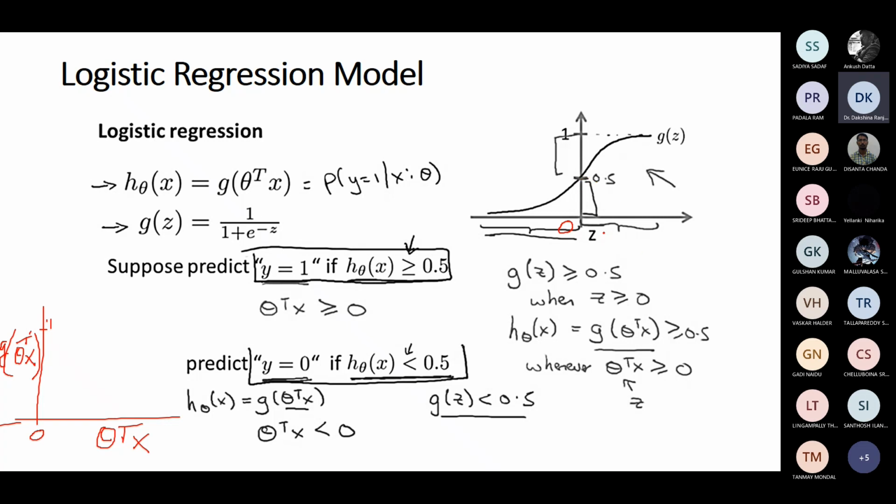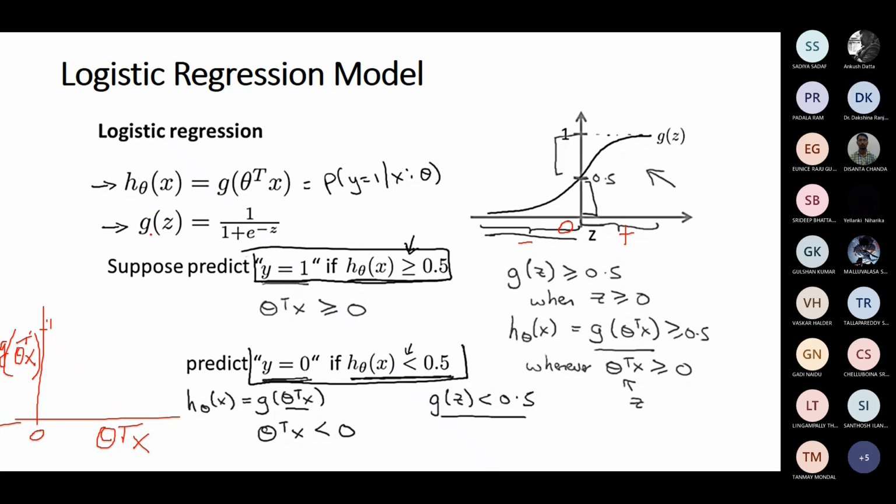Now this is the positive side of z. Z is equal to theta t x, so z is nothing but theta t x. This is the positive side of z, and this is the negative side of z. But here we can see that the curve does not touch 1. It is asymptotic to 1, which tends to 1 as z goes to infinity, and on the negative side the logistic function tends to 0, that means asymptotic to 0.